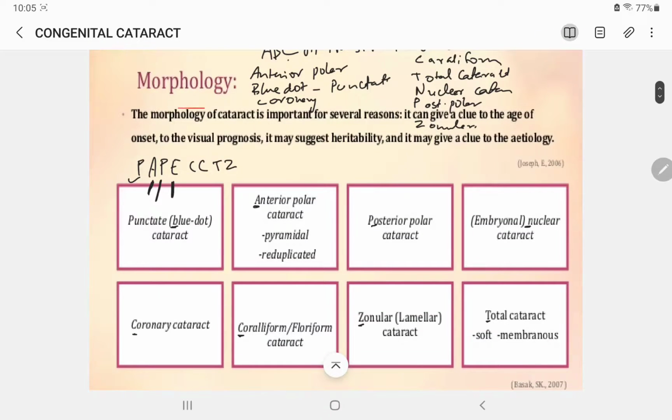Morphology of the cataract. Why does the morphology of the cataract need to be defined? It can give us a clue to the age of onset, visual prognosis, and whether the cataract is heritable or not, meaning whether you will pass it to your next generation. And it also gives a clue about the etiologies.